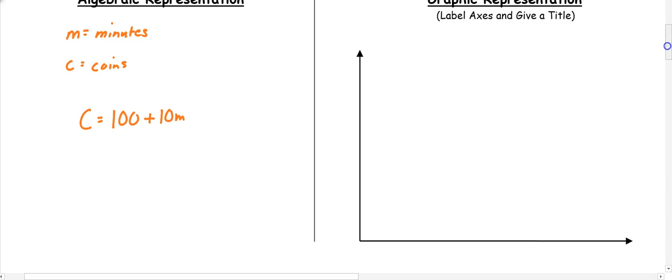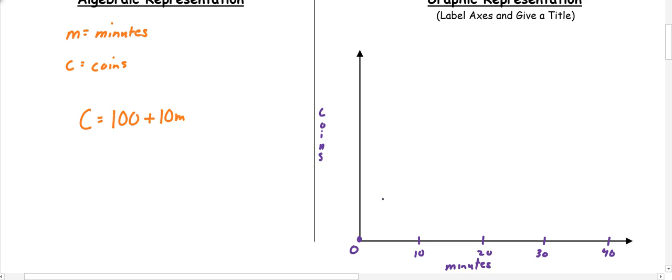In the graphic representation, we need to create a graph. So remember that your independent variable is going to go on the x-axis. So we have minutes on the x-axis. Remember that we were counting minutes by tens. So we're going to just do 10, 20, 30, 40. On the y-axis is going to be our dependent variable, which in this case is coins.